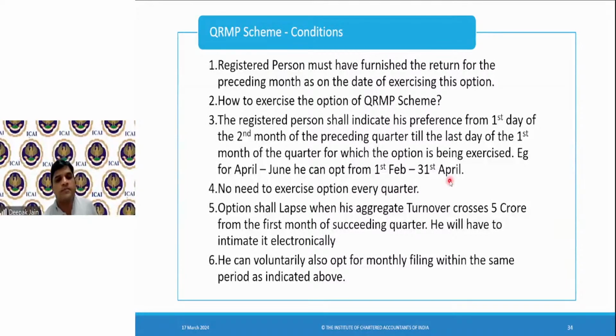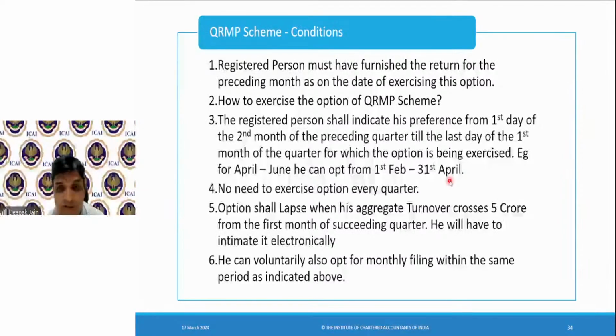So in QRMP, if a person files IFF instead of GSTR-1, then how will you proceed for GSTR-3B? He files IFF monthly, but at the end of the quarter, he has to compulsorily file GSTR-1. So when he files the GSTR-1, he will file the GSTR-3B after filing the GSTR-1. By the 13th, he'll finish his IFF, and by 22nd or 24th, he will file the GSTR-3B.